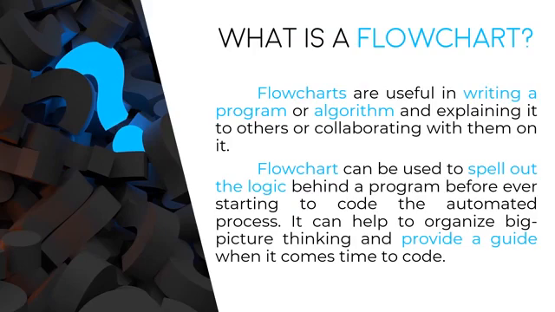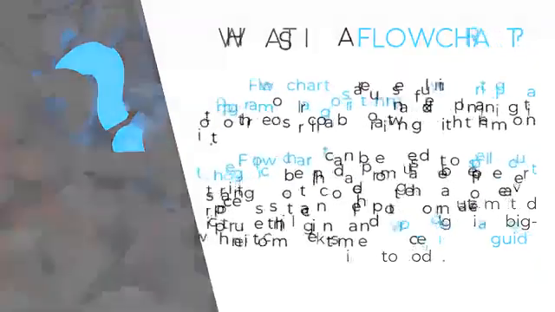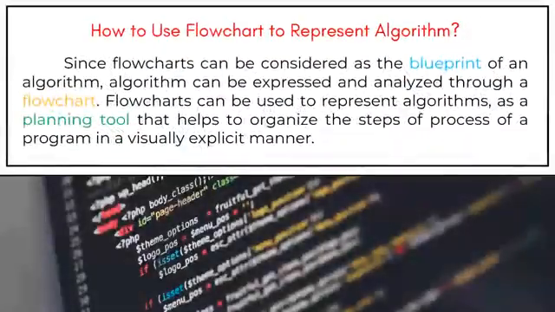A flowchart can be used to spell out the logic behind a program before ever starting to code the automated process. It can help to organize big picture thinking and provide a guide when it comes time to code. Since flowcharts can be considered the blueprint of an algorithm, they can be used to represent algorithms as a planning tool that helps to organize the steps of the process of a program in a visually explicit manner.